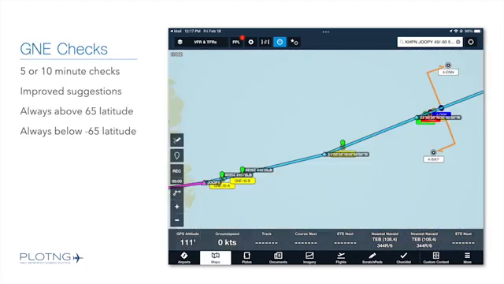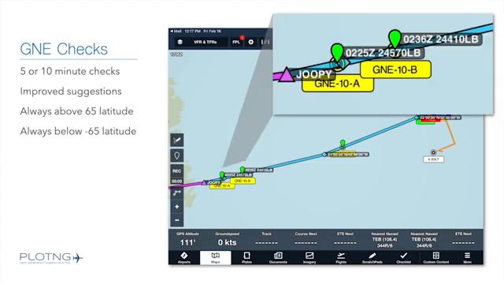Note the G&E checks. We've renamed them from the pilot vernacular of 10-minute check to G&E 10 check. This is the FAA preferred nomenclature. Remember, you're checking your navigation performance for any cross-track errors. You're not checking your time.